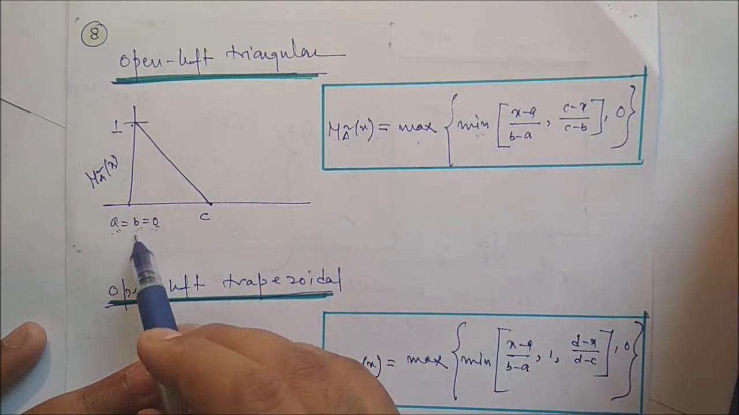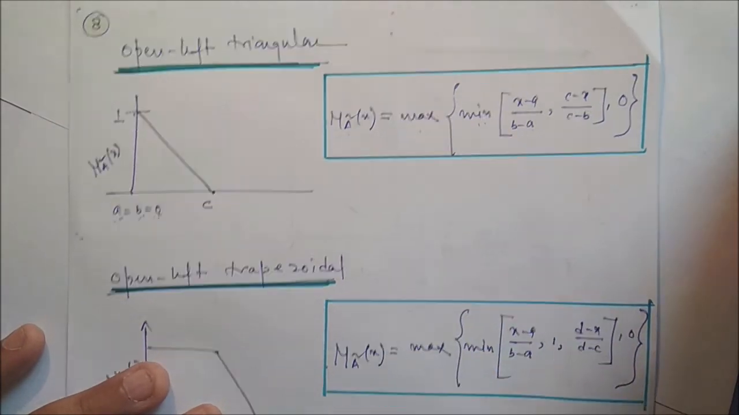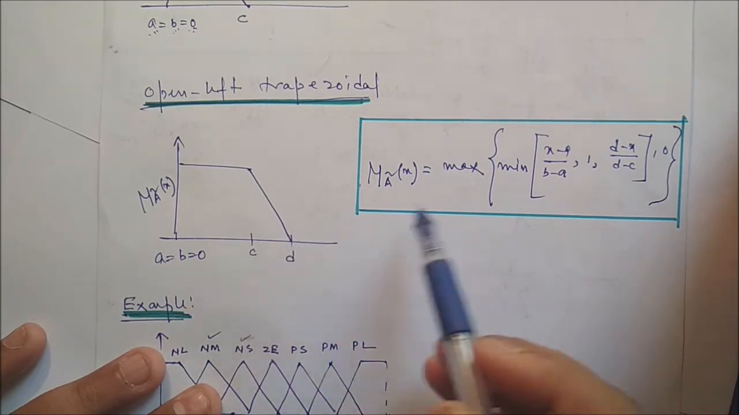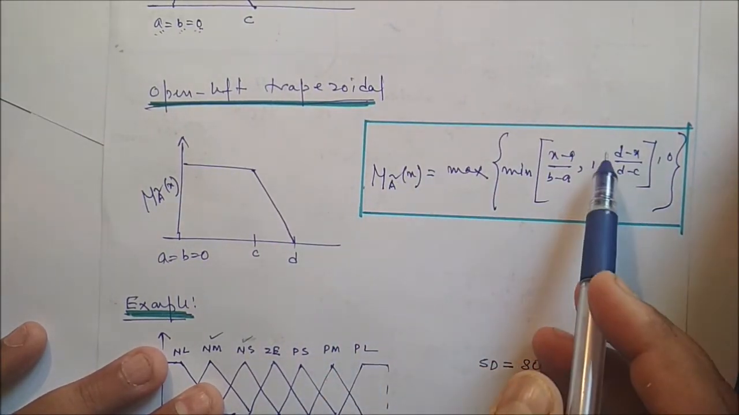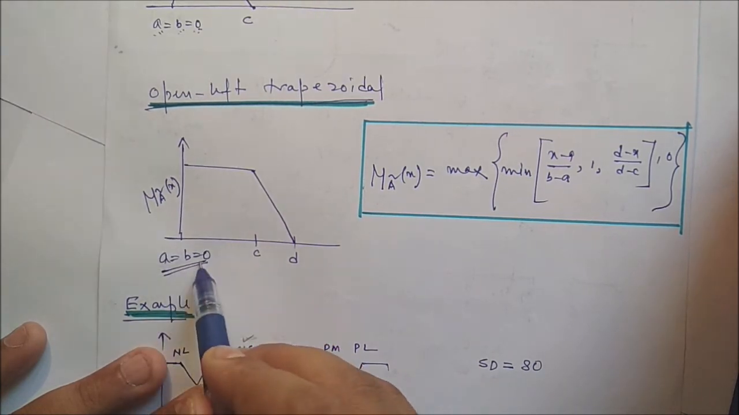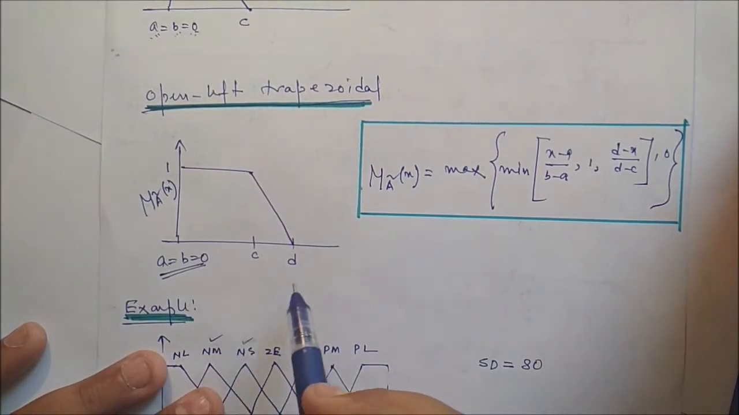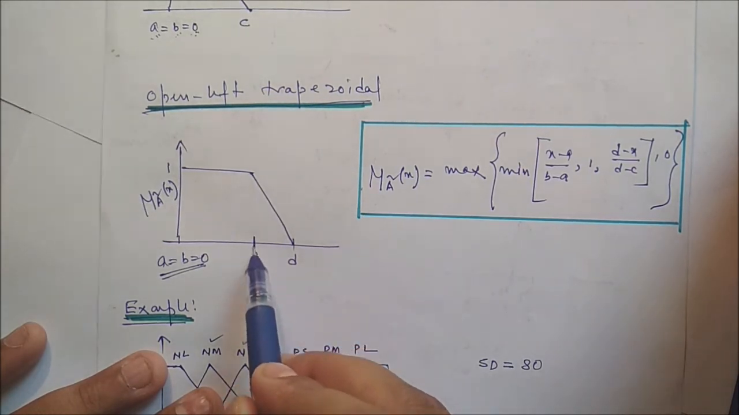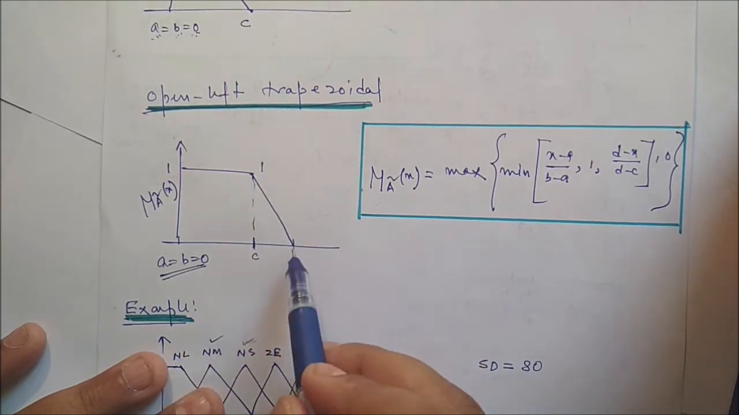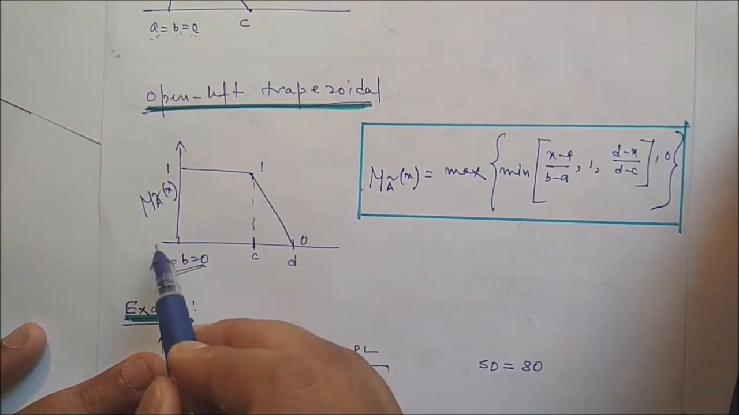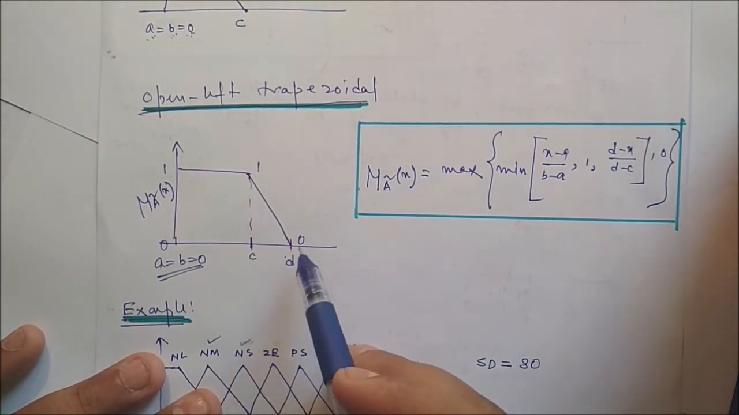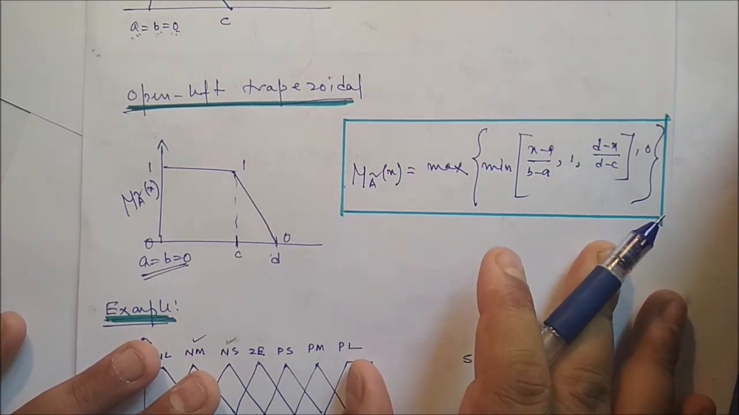Okay, so we can easily implement it. Similarly, open left trapezoidal. In that case, we may apply the same formula as trapezoidal. So if in that case a, b should be 0, at that time the membership value should be 1. But when c and d both are not 0, we use c when the membership value is 1, and at that time d, the membership value should be 0. Okay, so this is open left trapezoidal.